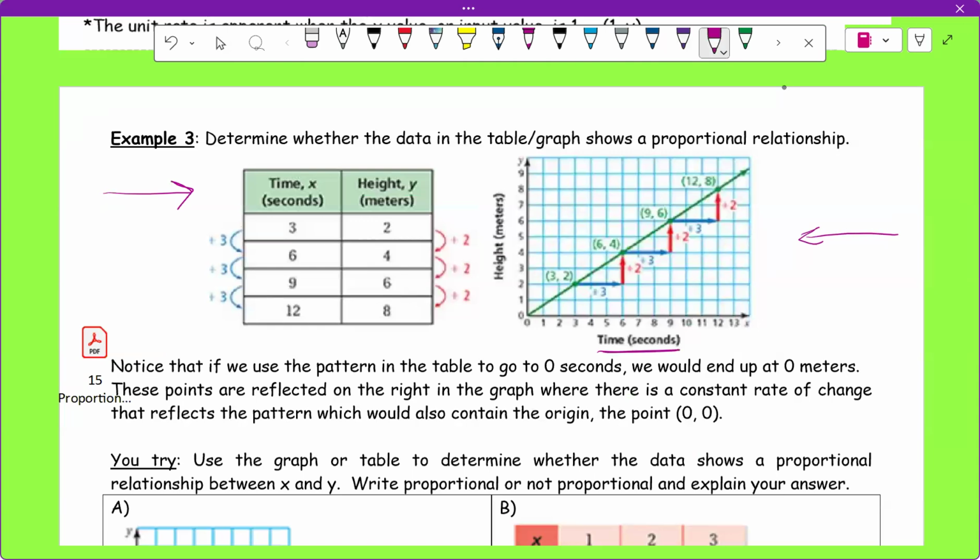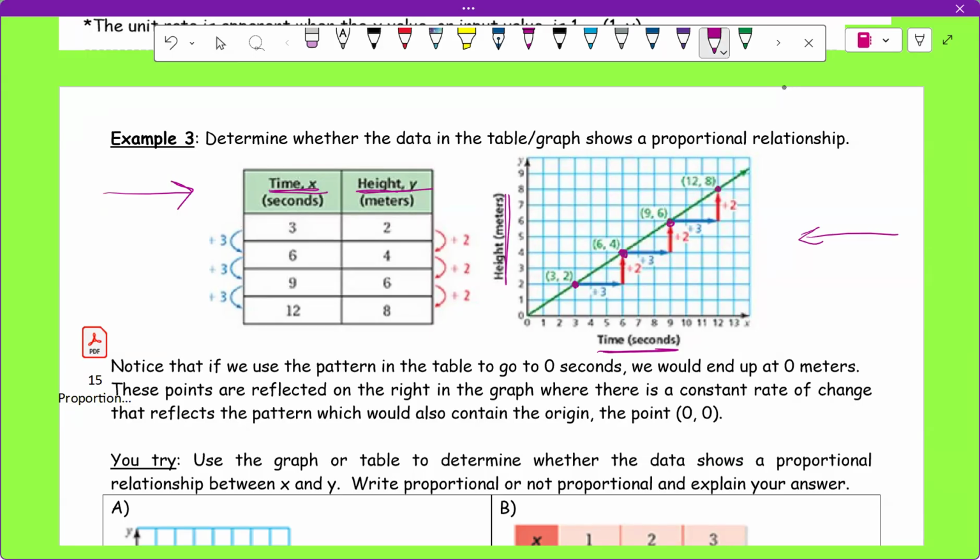We have time on the x-axis, and we have height in meters on the y-axis. So what we have here from the table is ordered pairs. This is 3, 2. The next points are 6, 4, 9, 6, and 12, 8.